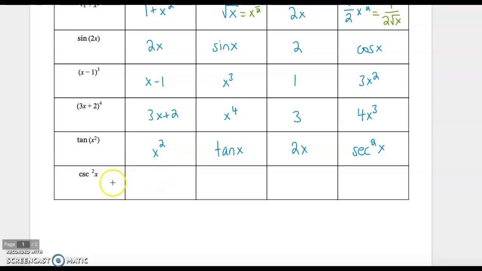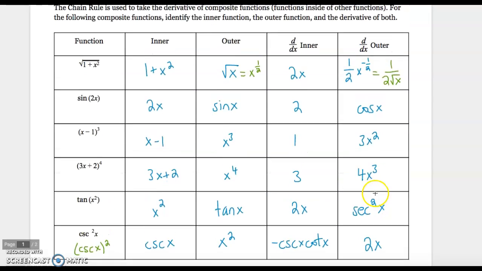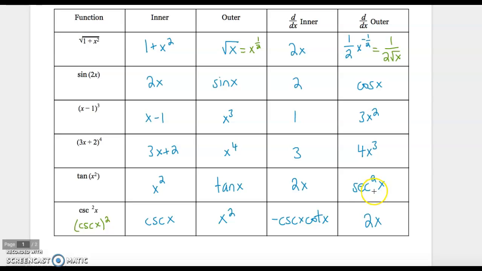And then for our last one, this one's a little bit tricky because the way to rewrite this to identify that it has an inner and an outer function is cosecant squared. So then your inner function is cosecant. Your outer function is x squared. The derivative of your inner function is negative cosecant cotangent. And again, that's another one you have to have memorized. And the derivative of your outer function is 2x.